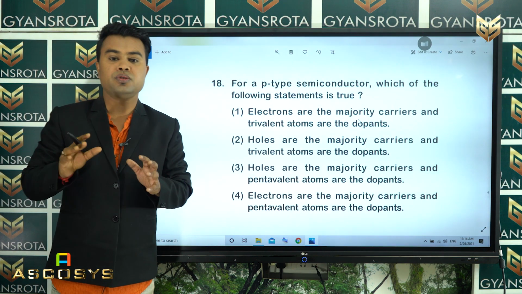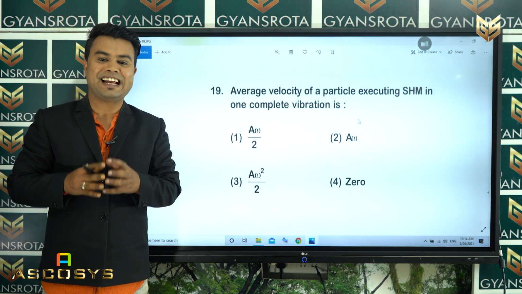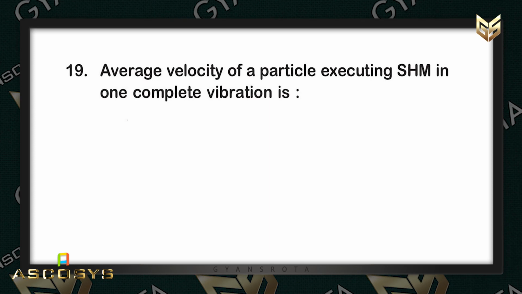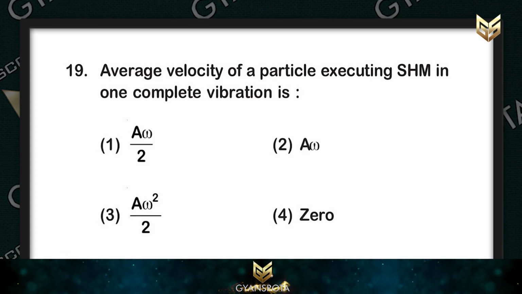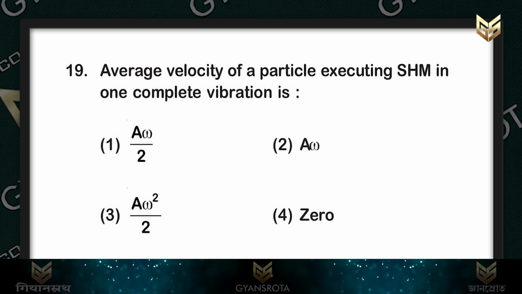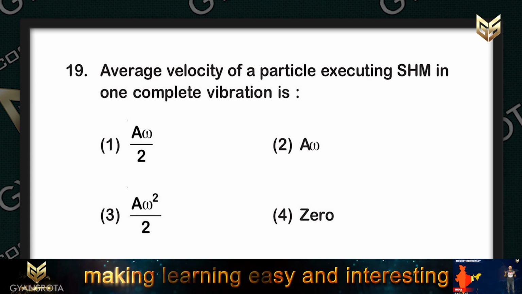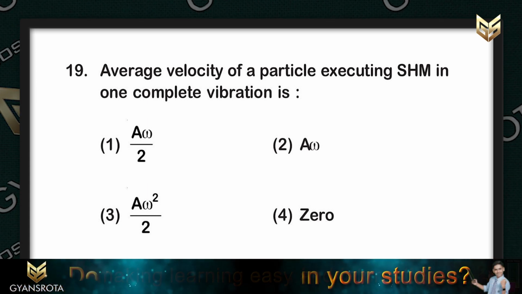Let us move to the next question, that is question number 19. Question number 19 says, average velocity of a particle executing simple harmonic motion in one complete vibration is, if you can see the options, number 1 is Aω by 2, number 2 is Aω, number 3 is Aω² by 2, and number 4 is 0.